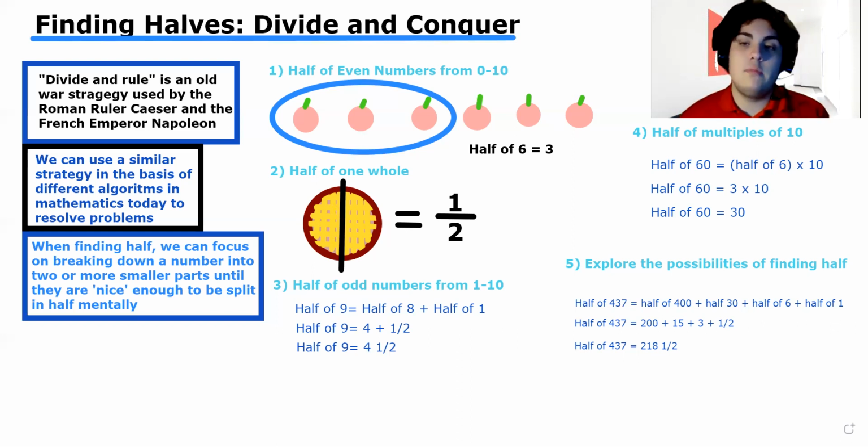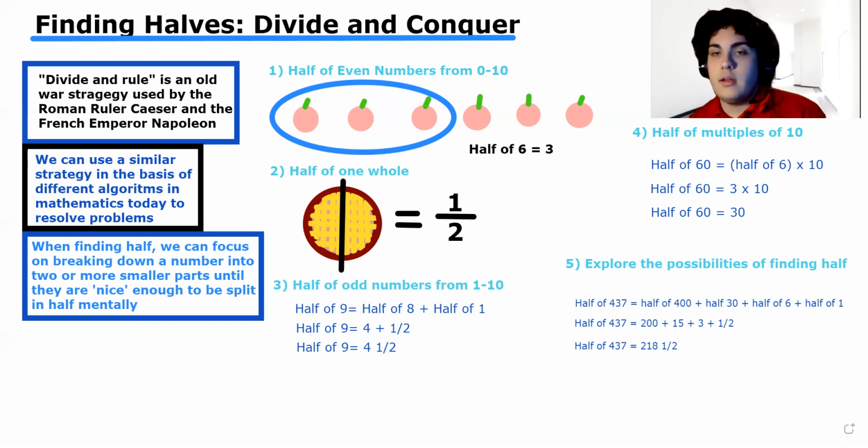So half of 60 must be equal to half of 6 times 10. Half of 6 is equal to 3. And 3 times 10 is equal to 30. Now you can see here half of 60, that is equal to 30. Essentially what I did was half of 6 times 10. That works for any multiple of 10.